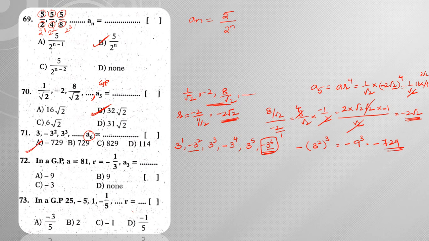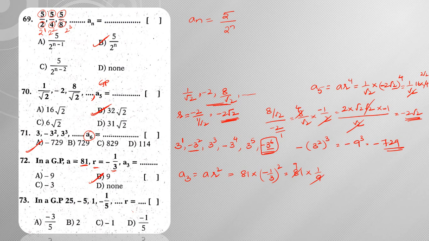29. Hence the answer is minus 729. Next, in a GP, A is equal to 81, R is equal to minus 1 by 3, and he is asking A3. So A3 is nothing but A into R power 2, which I can write as 81 into minus 1 by 3 whole square. So this I can write as 81 into 1 by 9. So in 9 table 81, it goes 9 times, hence the answer is 9.